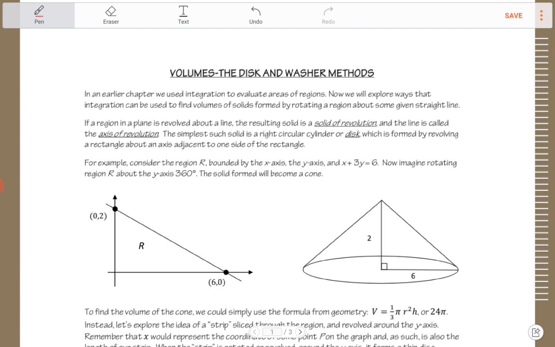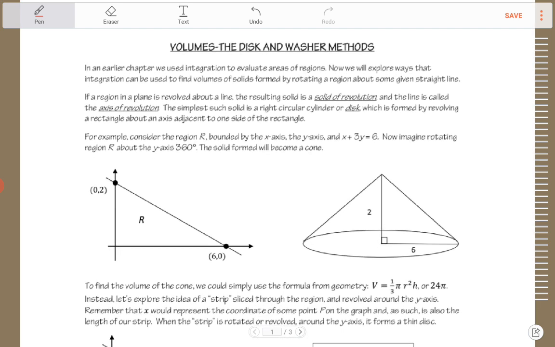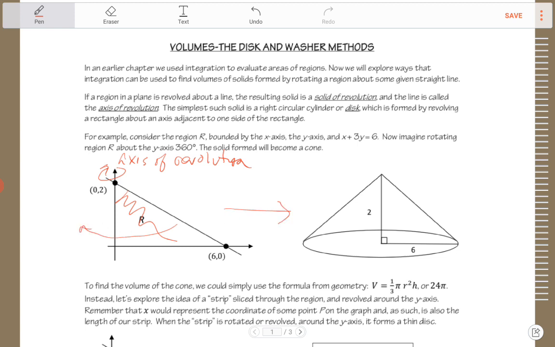In this diagram, you can see that we have created an area, let's call it R, bounded by this line, x plus 3y equals 6, the y-axis, and the x-axis. As we revolve this area R around the y-axis, which is called the axis of revolution, it creates this cone that you see on the right-hand side.